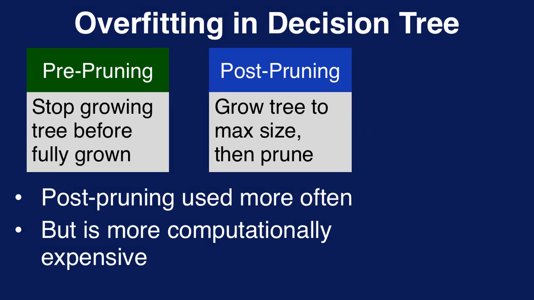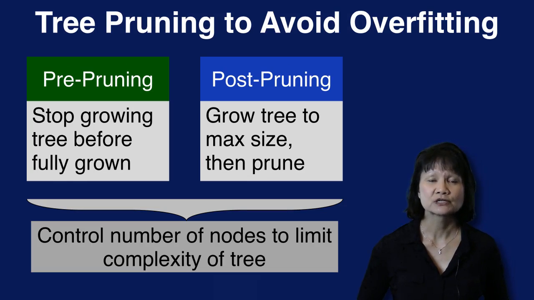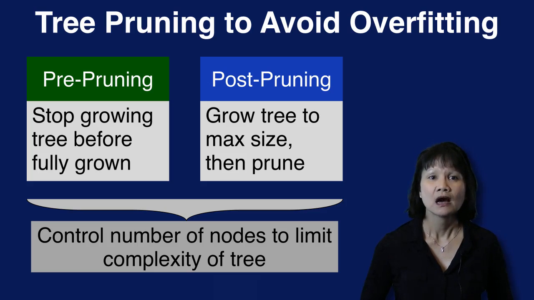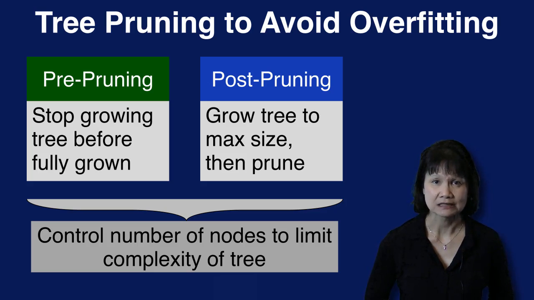In practice, post-pruning tends to give better results. This is because pruning decisions are based on information from the full tree. Pre-pruning, on the other hand, may stop the tree growing process prematurely. However, post-pruning is more computationally expensive since the tree has to be expanded to its full size. In summary, to address overfitting in decision trees, tree pruning is used. There are two pruning methods, pre-pruning and post-pruning. Both methods control the complexity of the tree model.